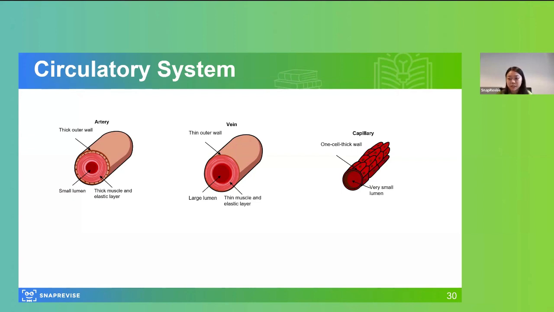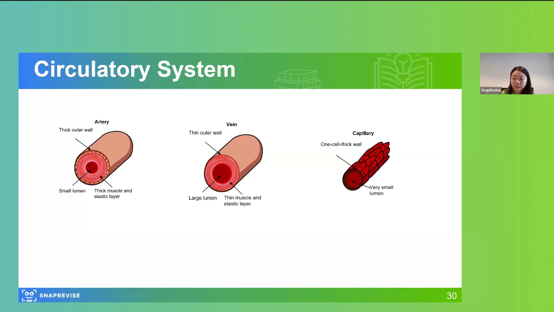So capillaries, what they do is they surround respiring cells. This is something you need to note down. They surround respiring cells, and they transport blood at a very, very low pressure, much lower compared to artery and vein. I'm going to reiterate. Capillaries surround respiring cells, and they transport blood at a very low pressure.